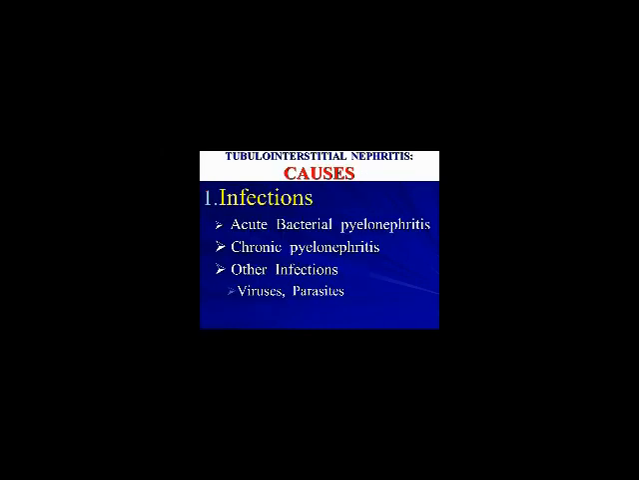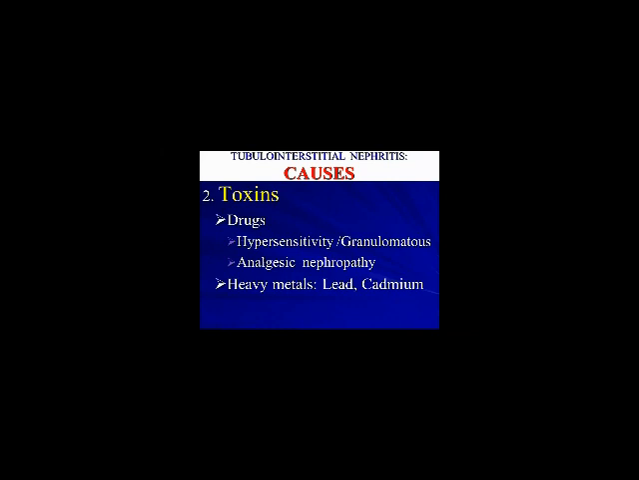And there are many causes of tubulointerstitial nephritis. The main one is infection. And infection is mainly due to bacterial causes, but viruses and parasites can also produce the infection. Then toxins make a large group, especially drugs and heavy metals. Drugs can produce inflammation due to a hypersensitivity reaction or a granulomatous reaction. Similarly, heavy metals may cause inflammation in the kidney.